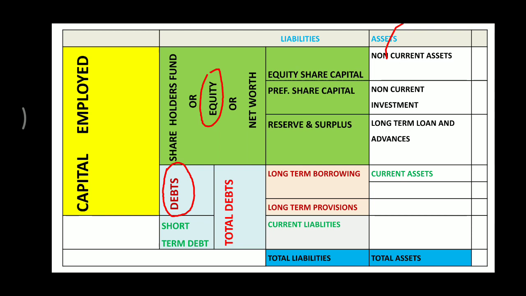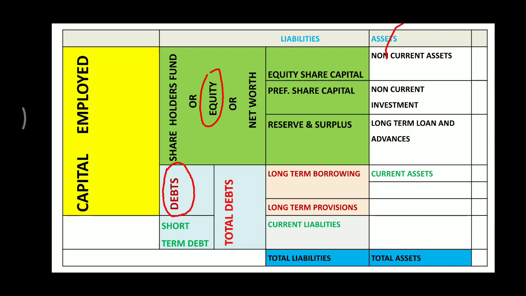Okay, so again we will see what is shareholders fund. Shareholders fund or equity or net worth is equal to equity share capital plus preference share capital plus reserve and surplus. And debts is equal to long term borrowings plus long term provisions, and current liabilities are also known as short term debts, and total debts is equal to long term debts plus short term debts, or debts plus short term debts.